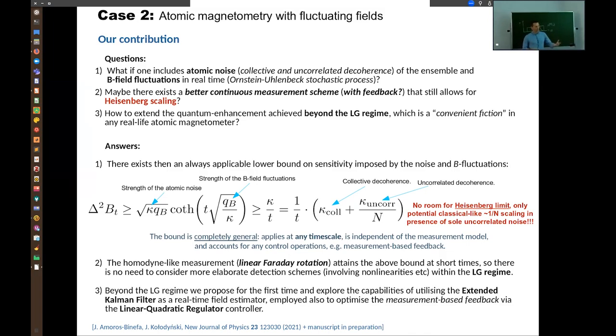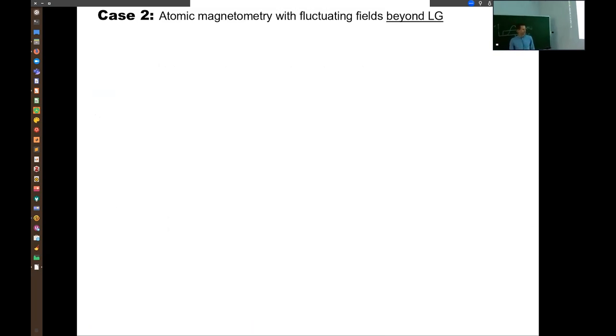The last point, which I will just briefly show with some cool pictures, is that we now also have AI able to go beyond this linear Gaussian regime, and then the Kalman filter becomes what's called the extended Kalman filter, and then you need to do measurement-based feedback, and the theory is called the linear quadratic regulator controller. To tell the truth, for this we have to learn engineering. We have to open engineering books on how to interpret stochastic signals, so this is really like a control theory course.